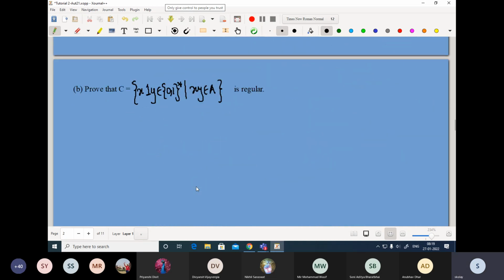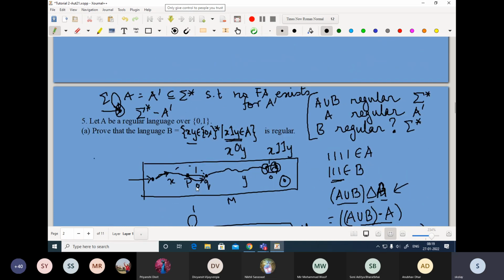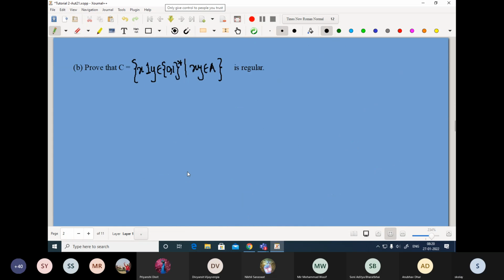Okay, so we were at this particular example where A is a regular language over {0,1}, and we proved that the language B, which is XY in {0,1}*, such that X1Y is in A, is regular. We proved this. Now the second part is you have to prove that the language C, which is X1Y in {0,1}*, such that XY is in A, is also regular.